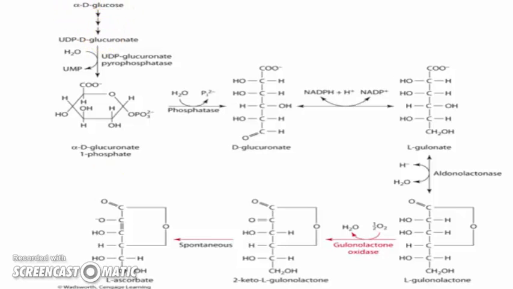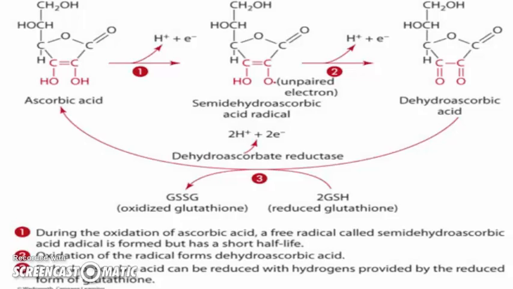However, humans do not contain this gulonolactone oxidase and therefore are unable to synthesize vitamin C endogenously, thus making it an essential nutrient that we need to consume from outside food sources. We can see here in this diagram different versions of vitamin C. So vitamin C has both a reduced and oxidized form.